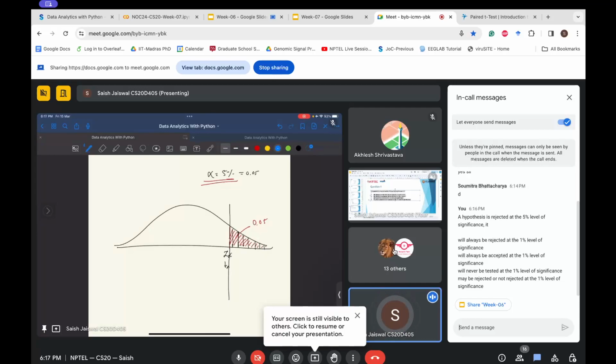and say, let's say this is the 1% level, this area is 0.01. So your statistic might be lying over here or here. If it is lying over here, it may not be rejected at 1% level of significance. If it is lying over here, it will be. So the correct answer is it may be rejected or not rejected at 1% level of significance.